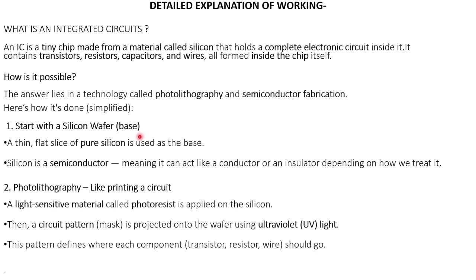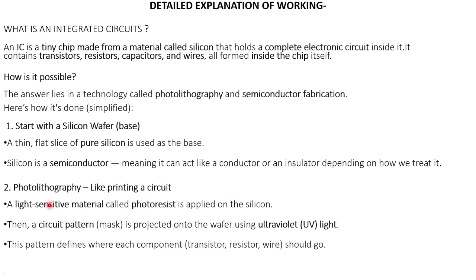And what is a semiconductor? A semiconductor is a material or a device whose conductivity lies between that of an insulator and a conductor. So silicon is a semiconductor whose ability to conduct electricity is between an insulator and a conductor. A thin flat slice of pure silicon is used as the base. Silicon is a semiconductor, meaning it can act like a conductor or an insulator depending on how we treat it.